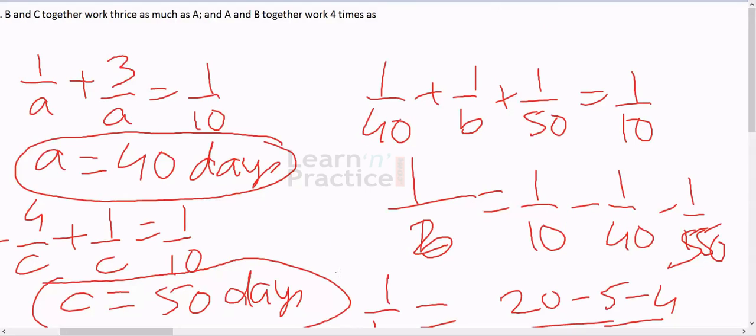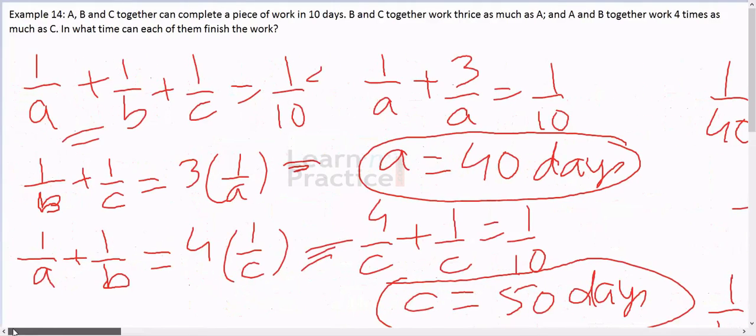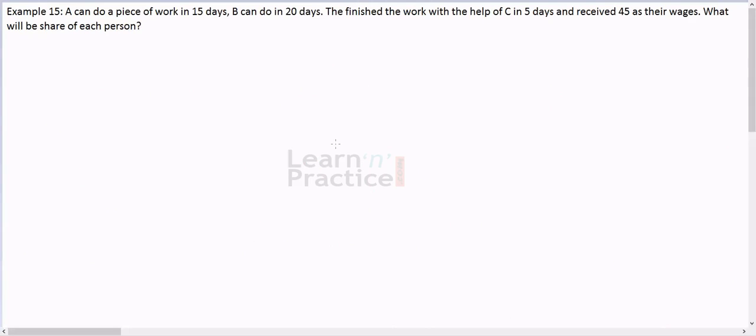Now let's move to the next question, which is question number 15. A can do a piece of work in 15 days, B can do it in 20 days. They finished the work with the help of C in 5 days and received 45 as their wages. What will be the share of each person? So remember, whenever the question is asked about wages, the wages are always divided based on their efficiency. Efficiency means their 1 day work. That means in 1 day how much amount of work they can do.